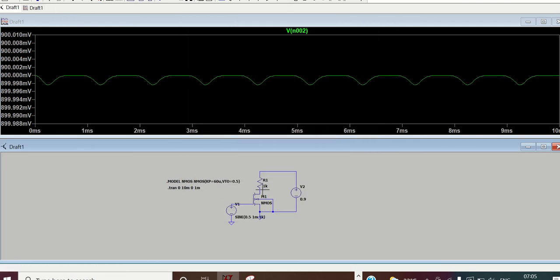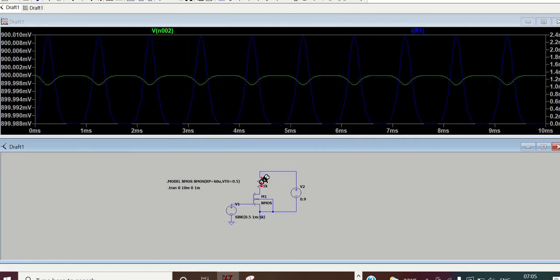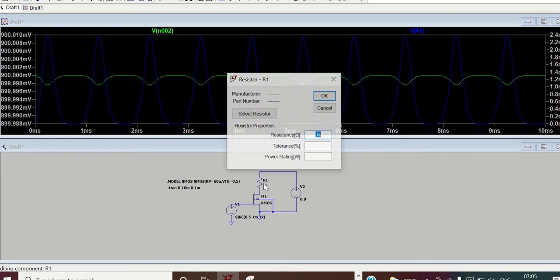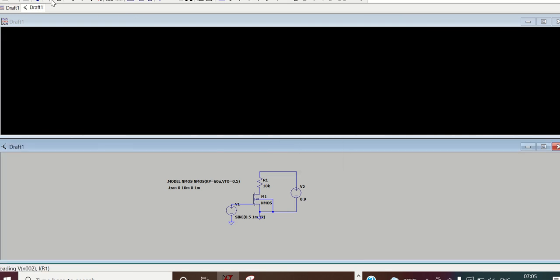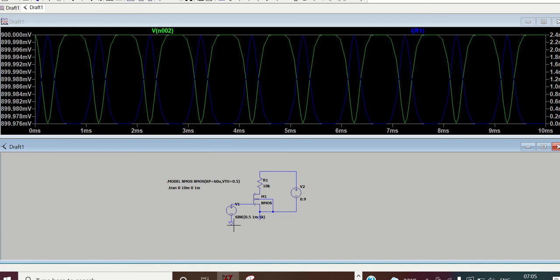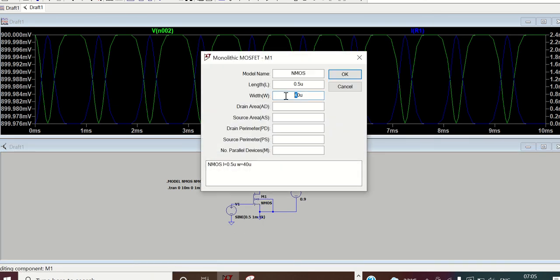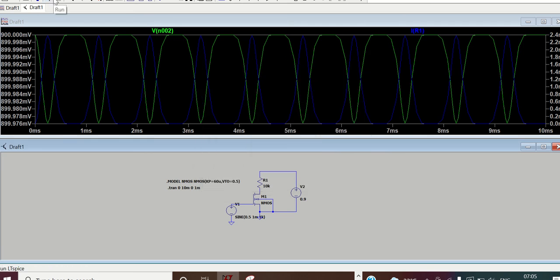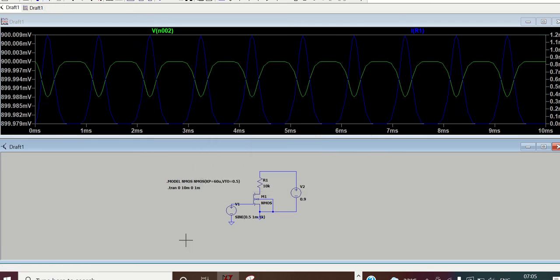Now we should further remove the, okay, from outside.